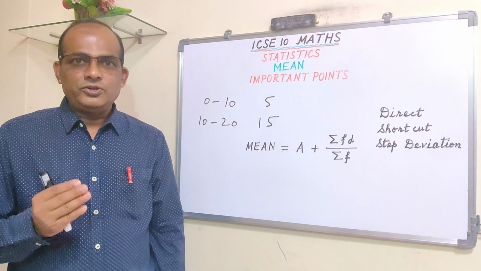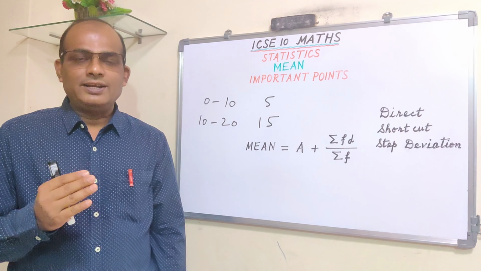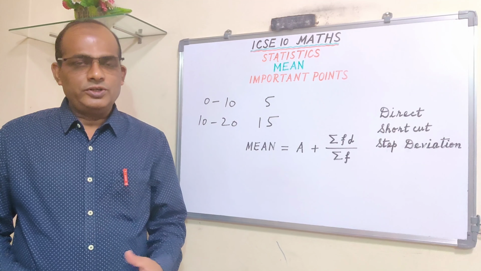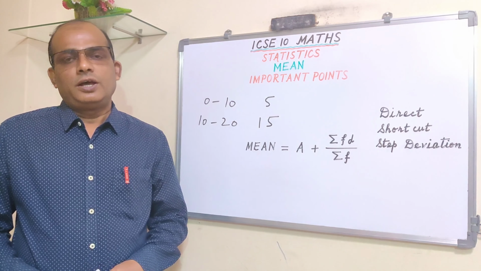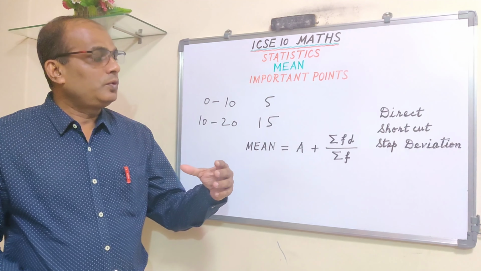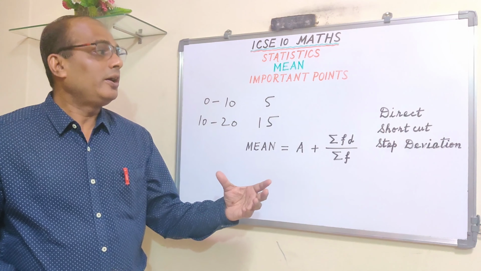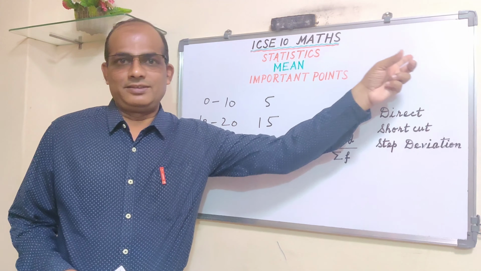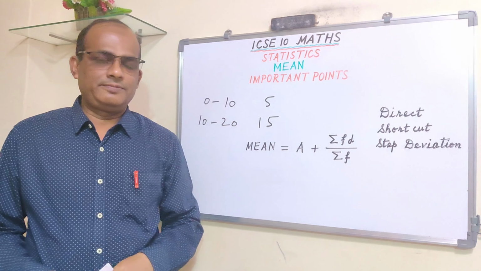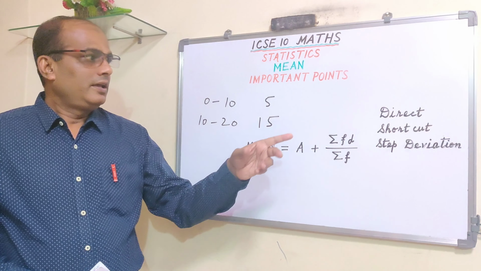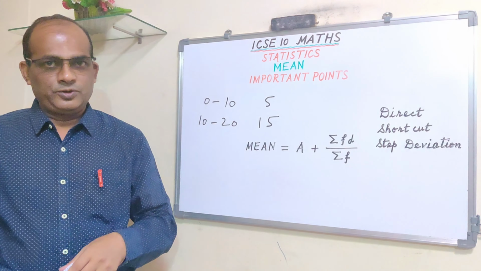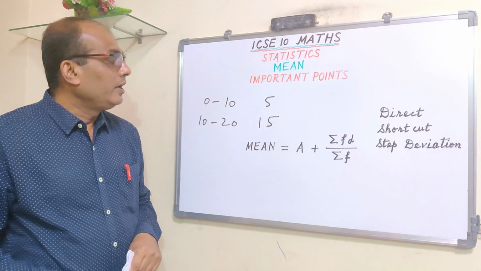because the portion has been further reduced, in the new, further reduced portion, you can find out the mean by any of the following three methods: either direct method or shortcut method or step deviation method. Now it is up to you which one you find easier.